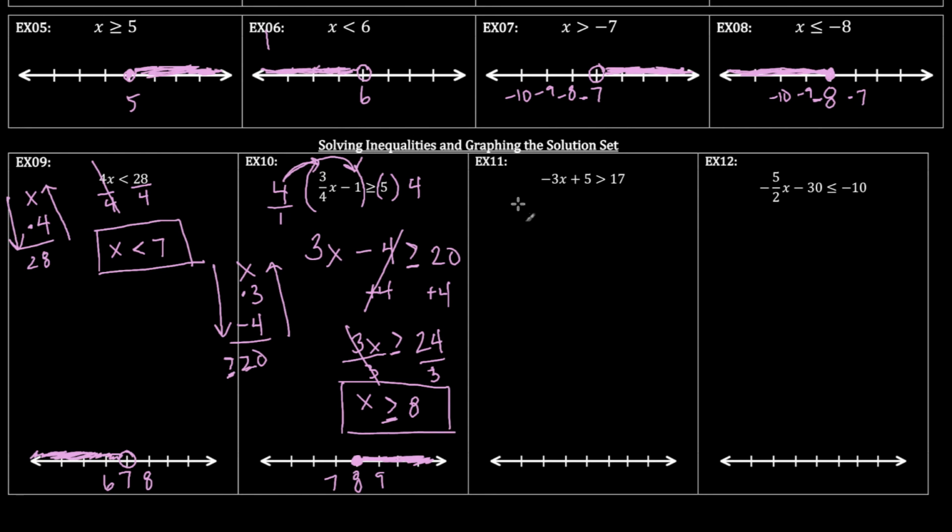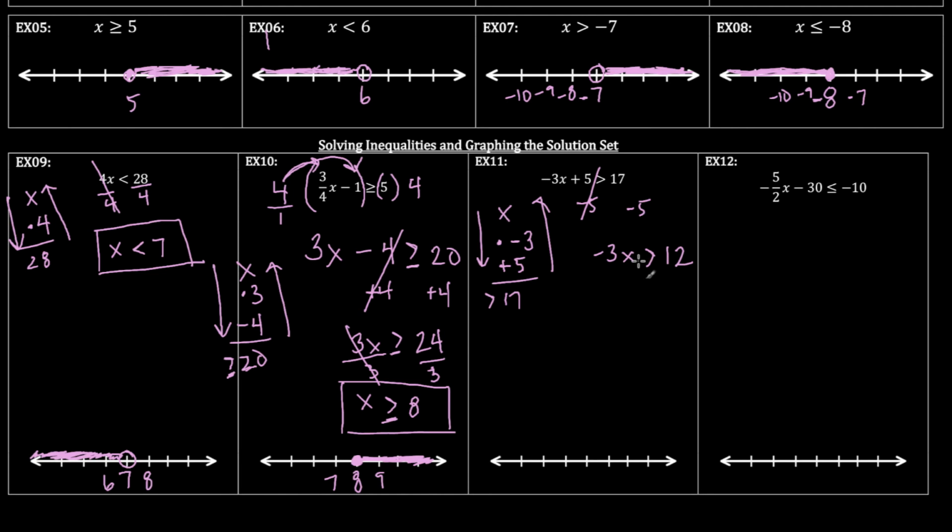Okay, so this looks like a pretty simple one. We have x, we multiplied it by negative 3, and we added 5. And we got something greater than 17. So we went this way, we had to go backwards. So instead of plus 5, minus 5. Minus 5. So we get negative 3x is larger than 17 minus 5, which is 12.